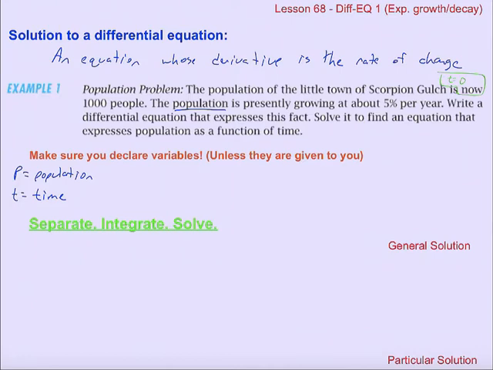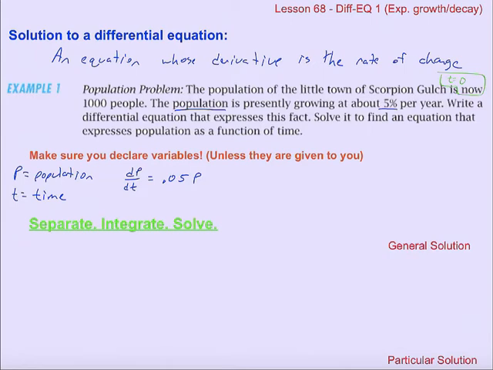The population is growing at a rate, that's dp dt, the rate at which the population is growing. They tell us it's 5% per year. What we're going to do is translate that, just like we translated the last examples. This is a directly proportional example, meaning when they tell us the population is growing 5% per year, that means at any moment in time, the rate of change is 5% of the current population, 0.05p.